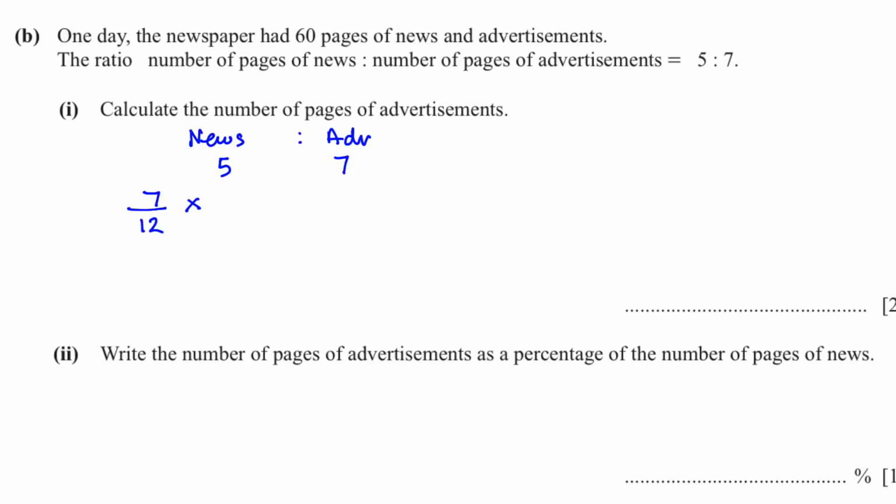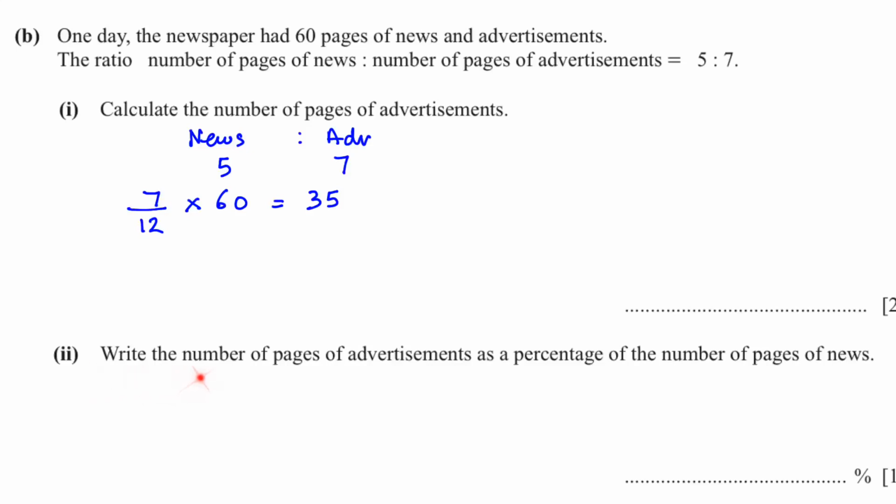And how many pages were there? 60. So this will give us 35. So that was the number of pages of advertisement. If they wanted us to find news, in place of 7, we will have kept 5.